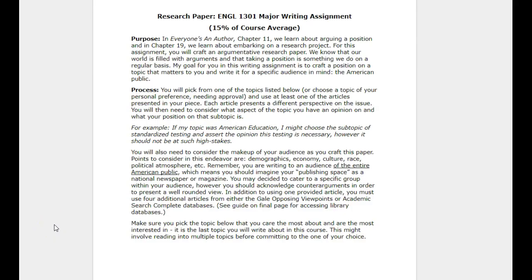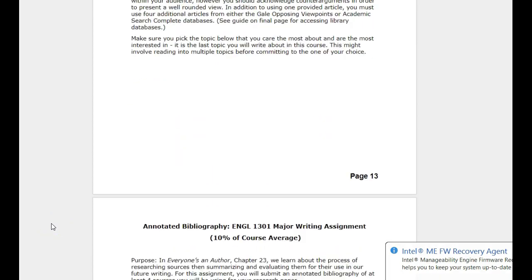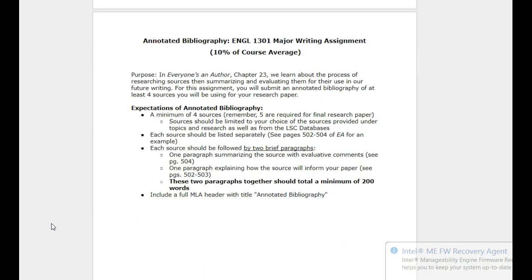Let's go back to the research paper assignment sheet and now consider, what are the expectations of this assignment? Where are the grading rubrics with those more specific expectations? And what sub-assignments will be along the way, such as the annotated bibliography? The second page of the research paper assignment sheet shows the annotated bibliography assignment. You will notice that it is 10% of the course average, so it is also considered a major writing assignment for the course. The expectations for the annotated bibliography are listed below.